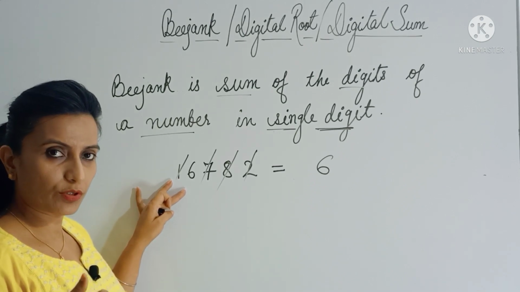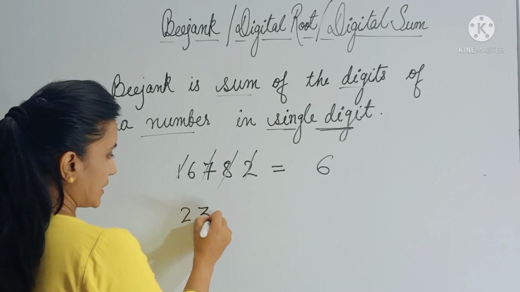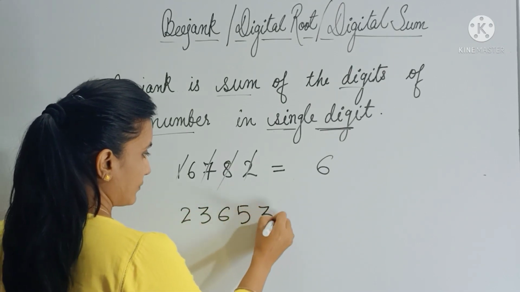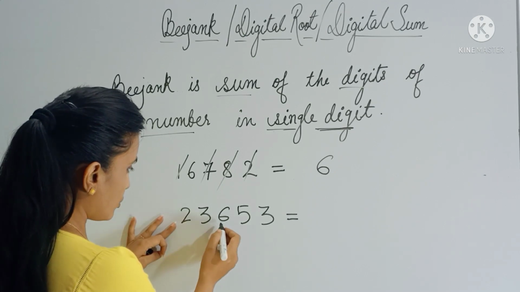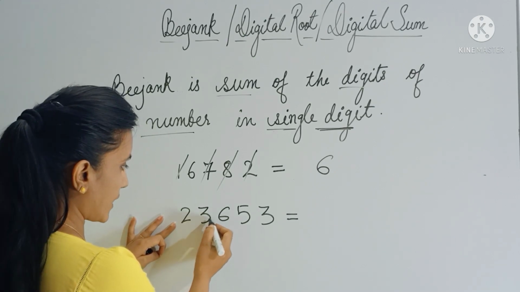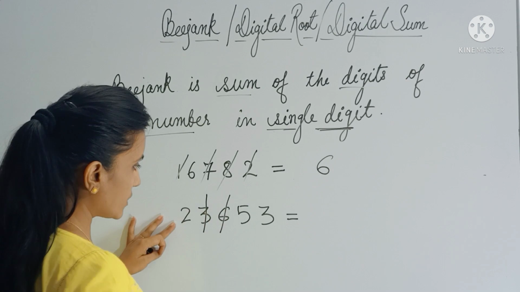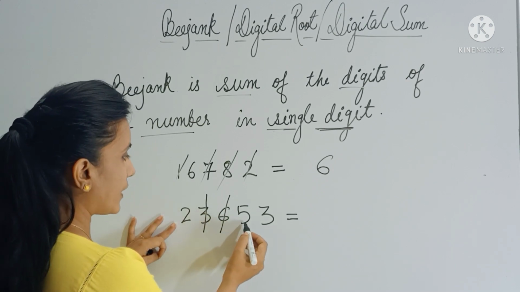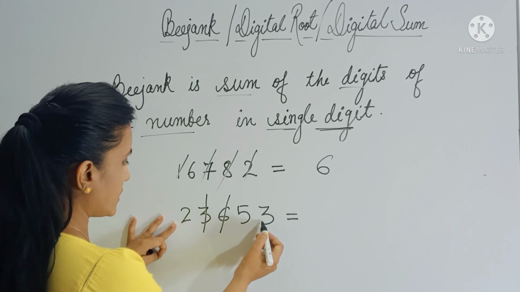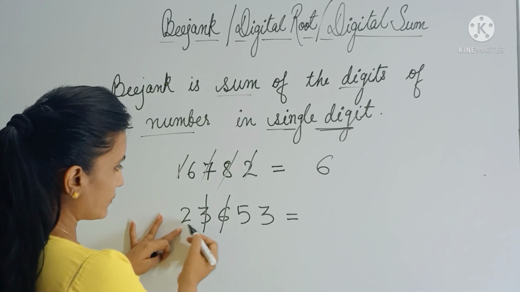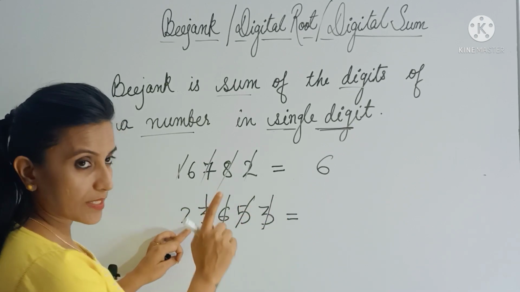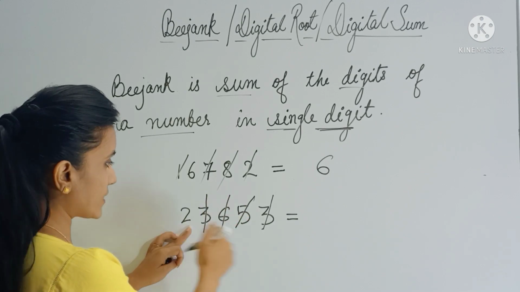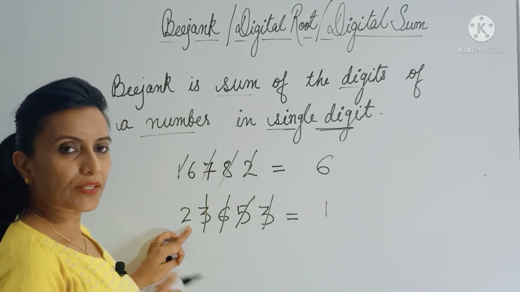Now let's take one more example: 2, 3, 6, 5, 3. Here also we can cast out the 9s. So 6 plus 3 is 9, so we can strike off these two. Now here 5 plus 3 is 8, right? And we can take 1 from here. So 5 plus 3 is 8 and take 1 from here, it becomes 9. So ignore that 9 and only 1 is left here. So 1 is your Bijang.